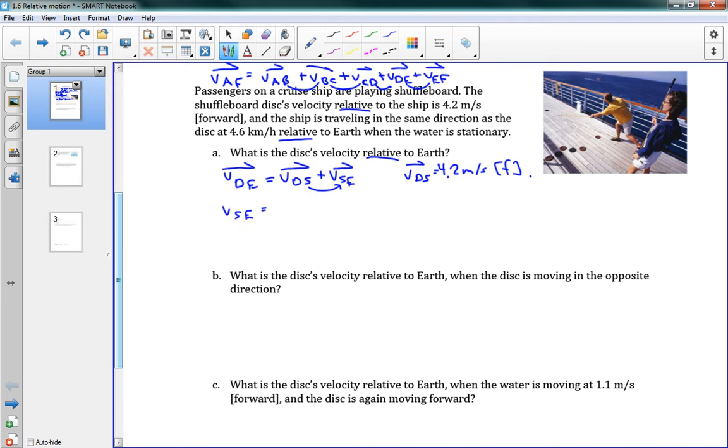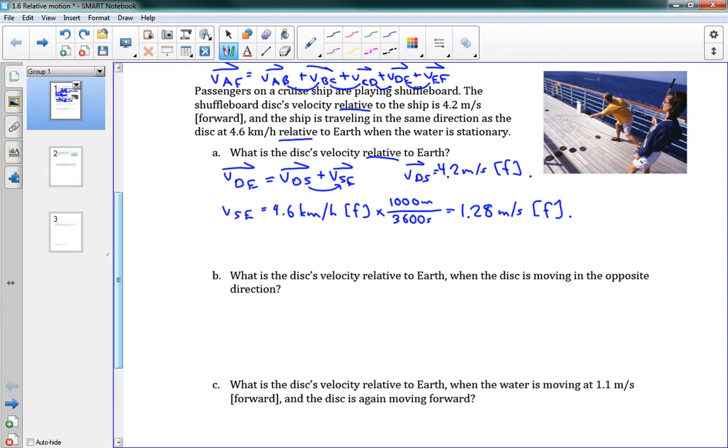Well, this is equal to, we had 4.6 kilometers per hour forward. But we need to fix this a bit because we have meters per second for the disk, so we're going to convert this to meters per second. So I can multiply by 1,000 meters in a kilometer, 3,600 seconds in an hour, and so then I get 1.28 meters per second in the forward direction.